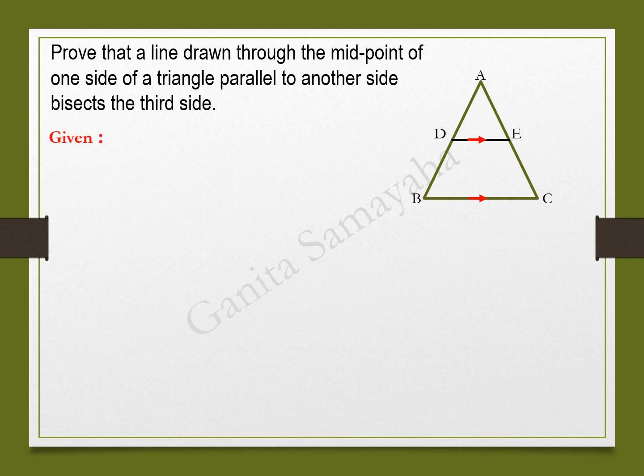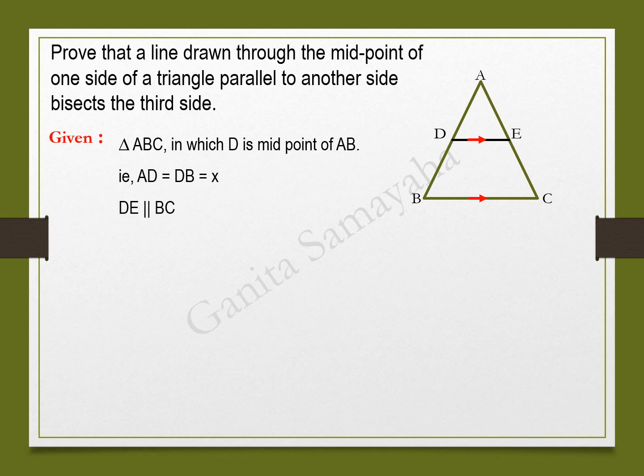That is what is given to us. You are given a triangle ABC in which D is the midpoint of AB. If D is the midpoint, we know that AD is equal to BD. Let that be equal to some quantity X. Okay, children? Let AD equal to BD be equal to some X. We are also given that DE is parallel to BC. What are we asked to prove? We have to prove that E is a midpoint of AC, meaning that AE equal to EC.